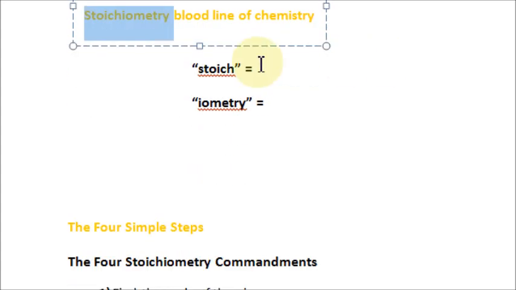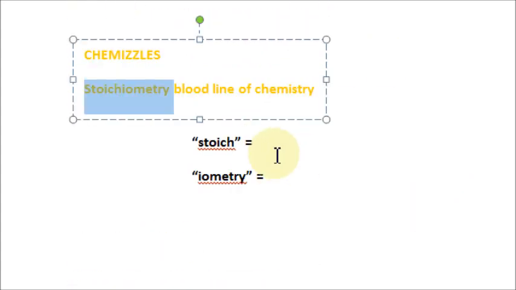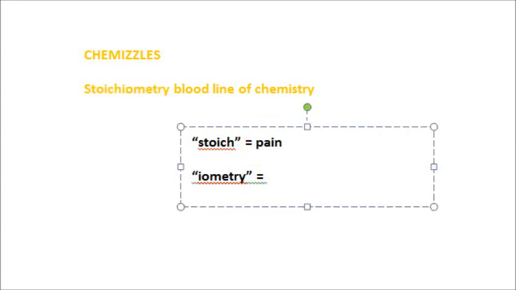And before I go any further, stoichiometry hails from the Greek words stoic, which means pain, and iometry, which means theos. So stoichiometry, pain, theos.